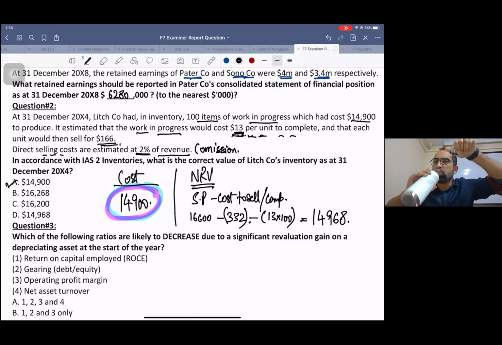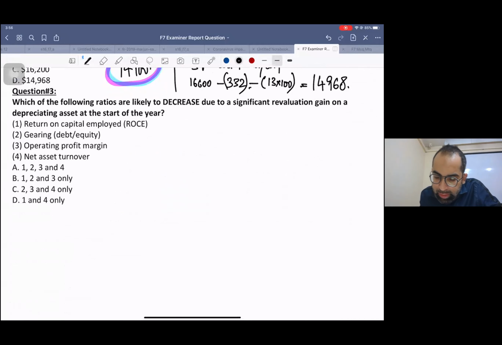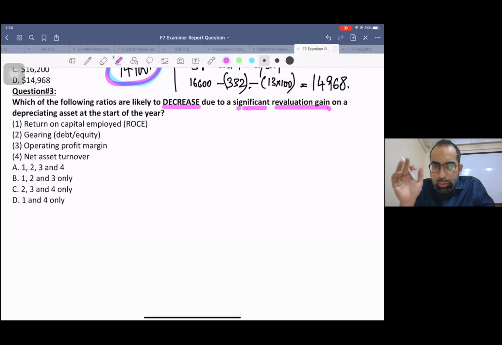Question number 3. Very good question. Which of the following ratios are likely to decrease? Likely to decrease, see the requirement, due to significant revaluation gain on a depreciating asset. That means it's upward revaluation. Gain means upward revaluation, on a depreciating asset at the start of the year. Okay, now let's enjoy this part. This is a very interesting part.